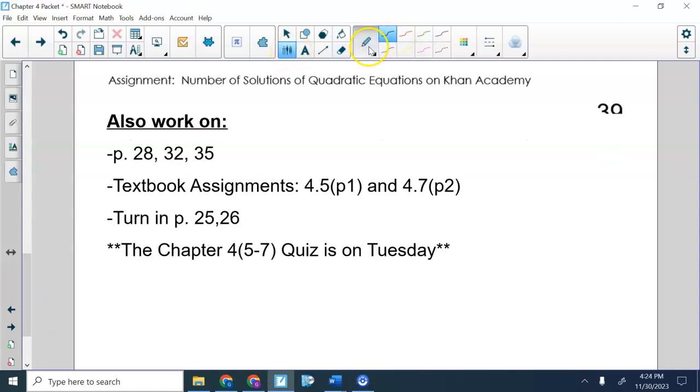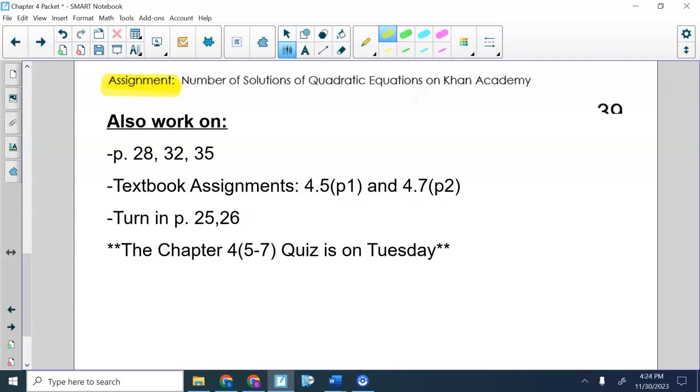All right, your assignment for today is Khan Academy. So you can look on Canvas to find the link to Khan Academy, or just Google Khan Academy. If you're new to my class, make sure that you look at the directions on Canvas. Okay, so number of solutions of quadratic equations, you can do it as many times as you need to.